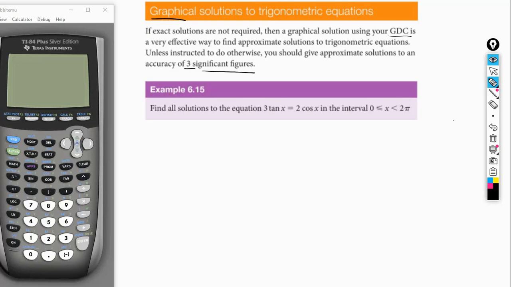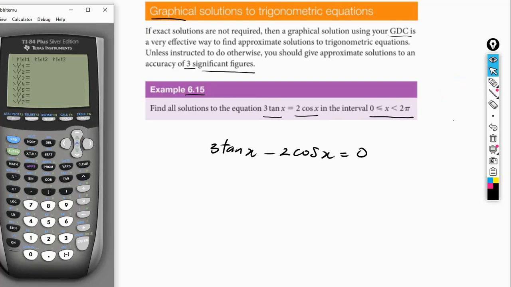Notice in example 6.15, they want us to find all solutions to the equation 3 times tangent of x equals 2 cosine of x in the interval from 0 to 2 pi. So for this, we're going to use the GDC. Now, the first thing that we need to do is rearrange this equation and equal it to 0. In other words, we're going to graph 3 times tangent of x minus 2 times cosine of x is equal to 0. So that's what we're going to plug into the calculator.